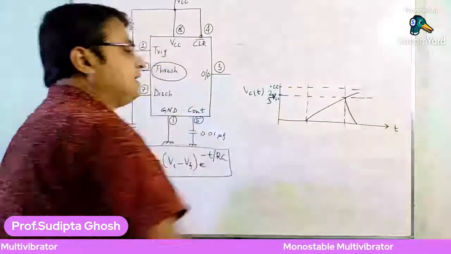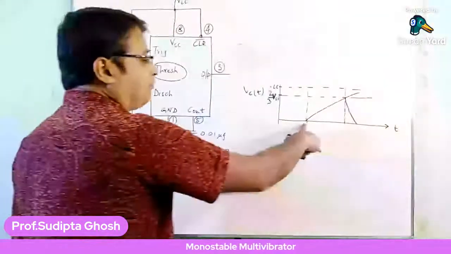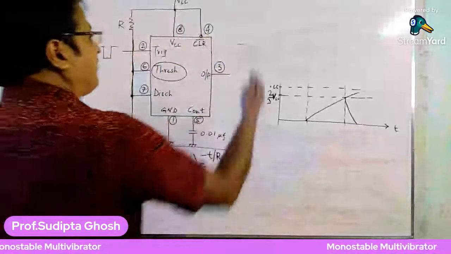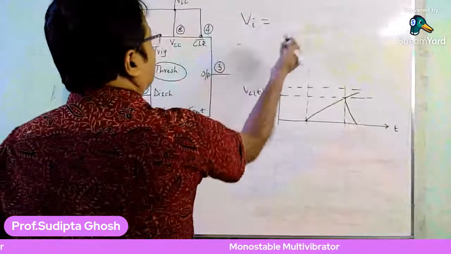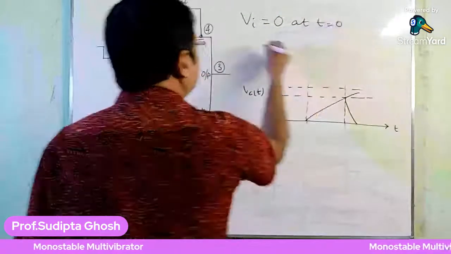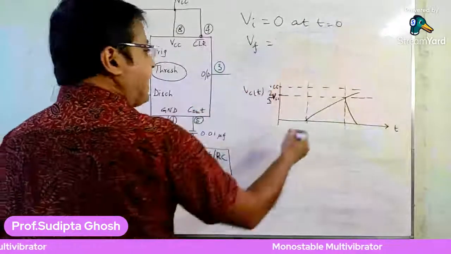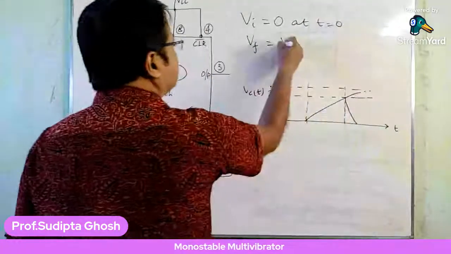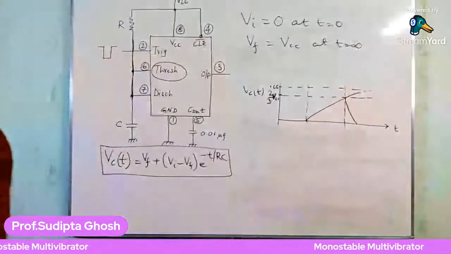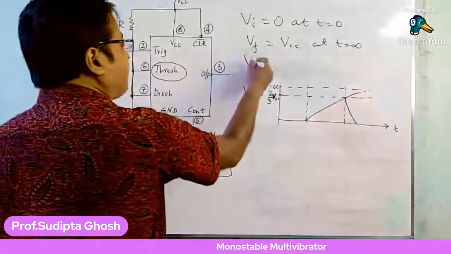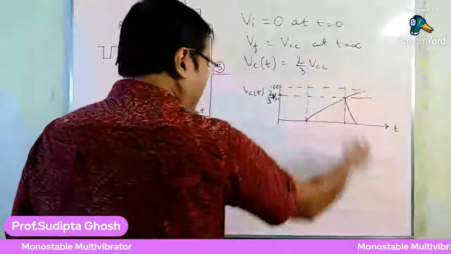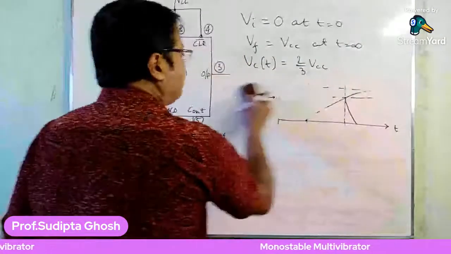So the capacitor starts charging from 0 value, that is the VI value. So let's first mention these values, that is VI equals 0 at t equals 0. The target value, that is VF, will be 5 volts, or VCC, that is at t equals infinity. But what we find in this circuit is that the capacitor voltage will reach 2/3 VCC, and then it will start to discharge.